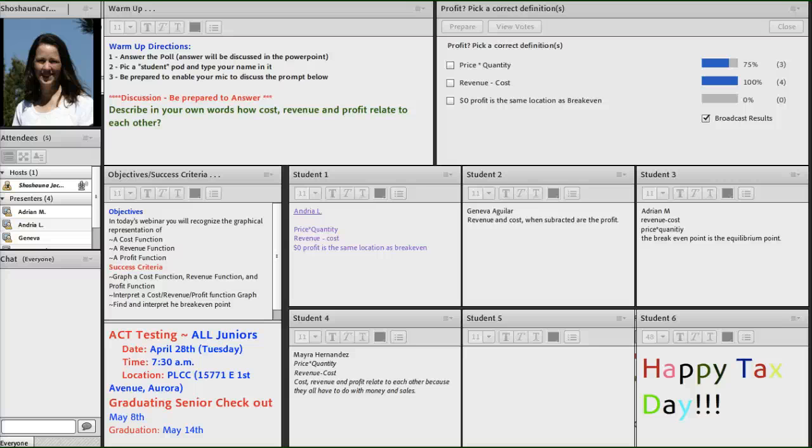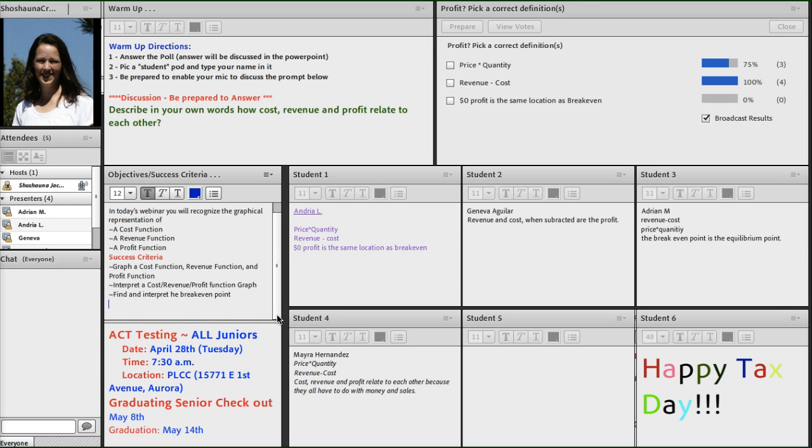Today we're going to be working with the profit function. So just looking at our objectives, today we're going to better recognize the graphical representation of a cost function, a revenue function, and a profit function. And the success criteria is graph a cost function, a revenue function, and a profit function. And then also interpret cost, revenue, and profit function graphs and find and interpret the break-even point.